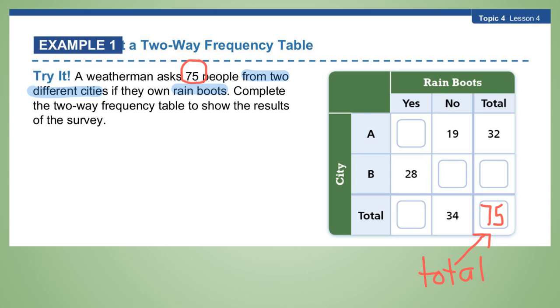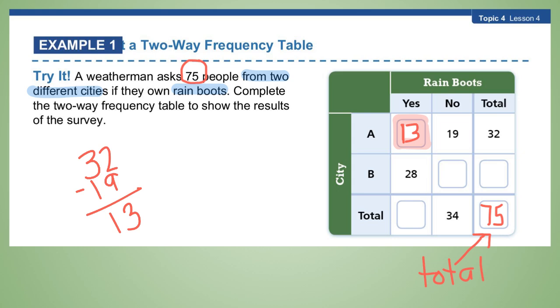All right, so in City A, we're not sure how many people said yes, but we do have one piece of information. We know that there's 32 total people, and out of those 32 total people in City A, 19 said no. So if there's 32 total people and 19 said no, I think 13 must have said yes.